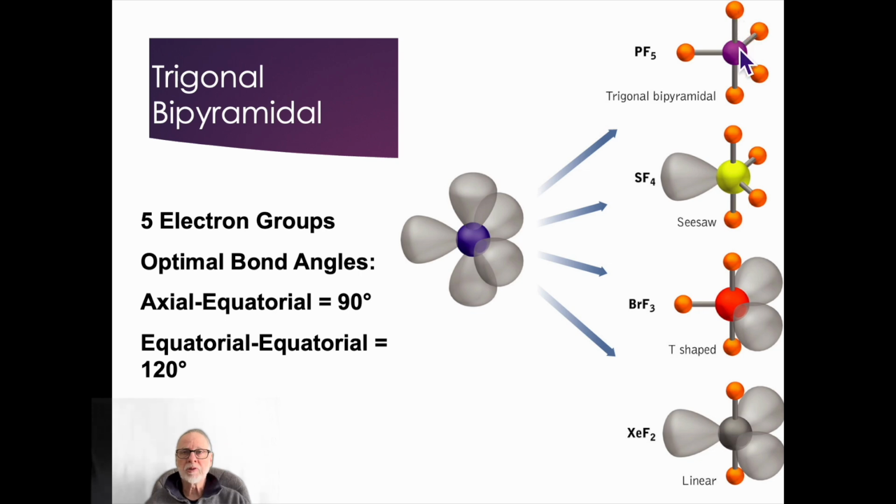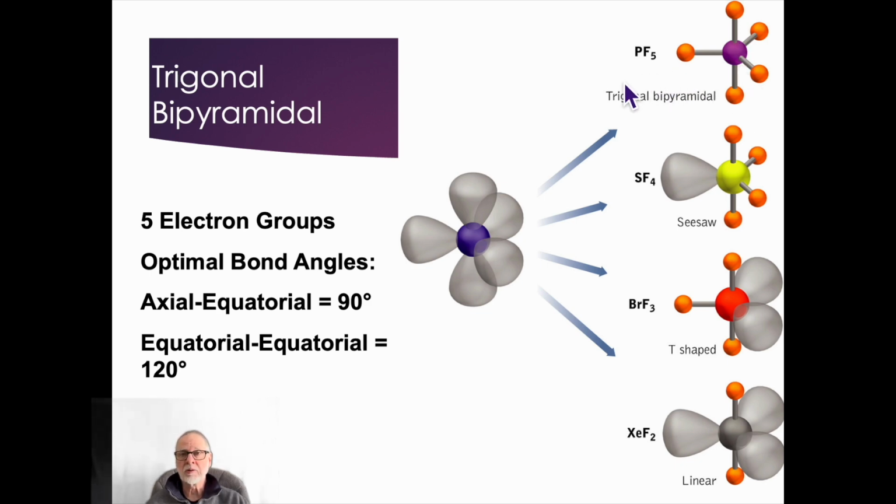These atoms here that are up and down are called the axial positions, and the positions here around the center are the equatorial positions. And the bond angle between the axial and the equatorial is 90 degrees. The bond angle between the equatorial is 120 degrees. So these are non-equivalent positions, unlike the tetrahedral structure, unlike the trigonal planar structure, unlike the octahedral structure, which we're going to talk about next.